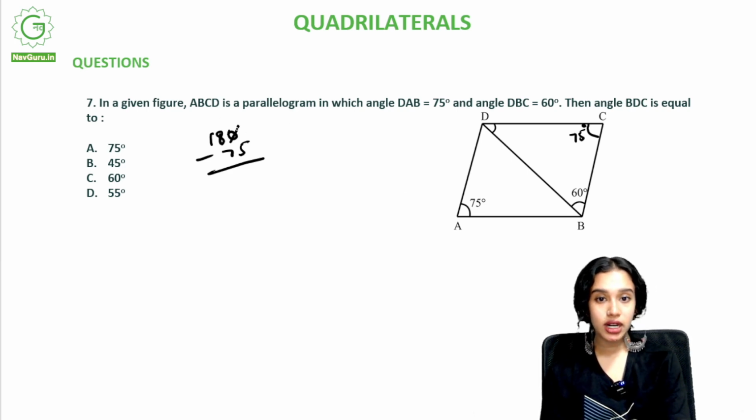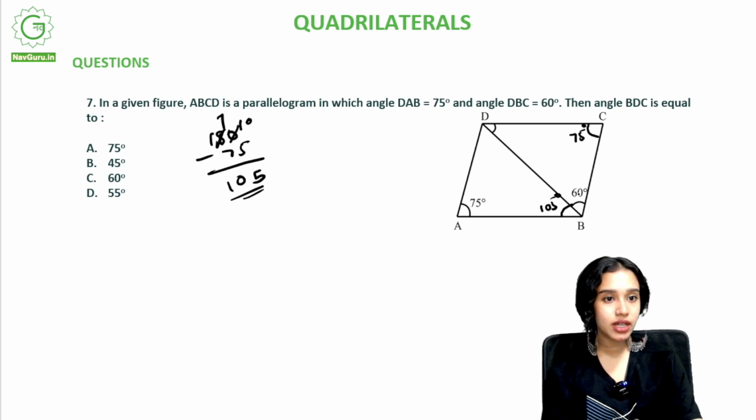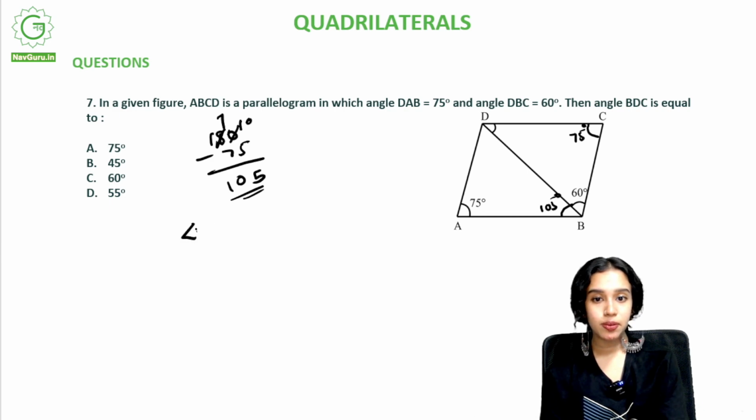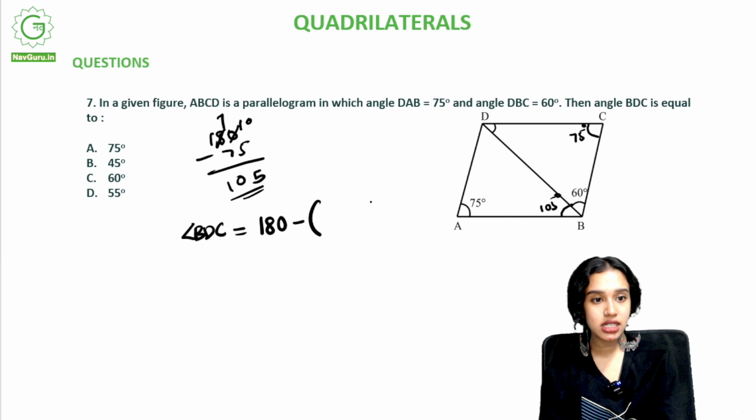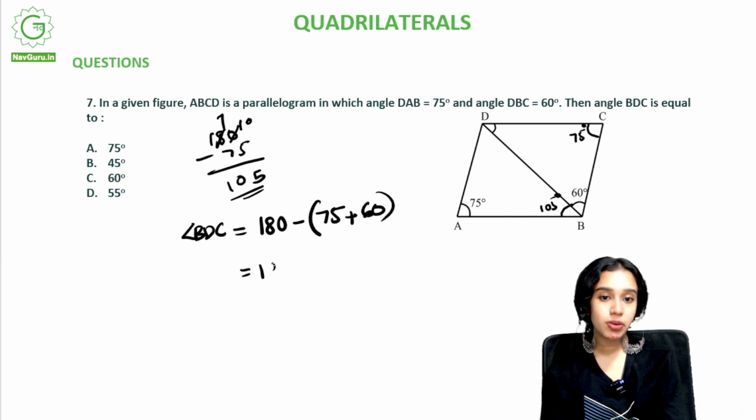Now, if this is 180 minus 75, this becomes 105. So, this angle should be 105 degrees, right? So, we have 75 here, we have 60 here and we see a triangle here. So, the angle BDC would be equal to 180 minus 75 plus 60, right? This would be equal to 180 minus 135.